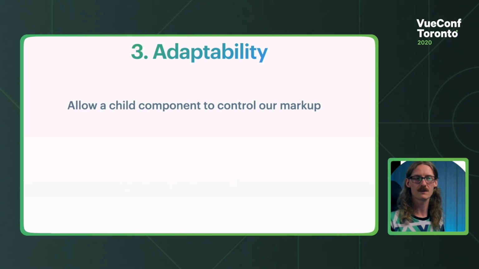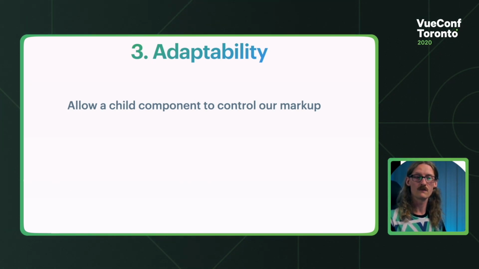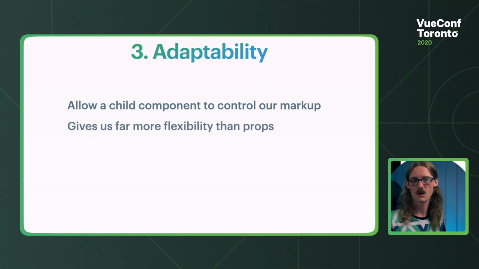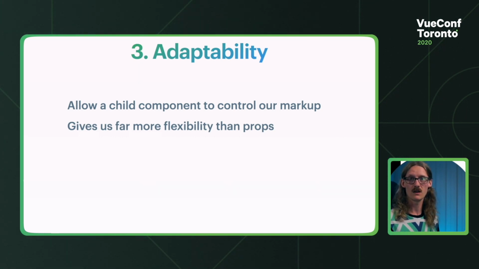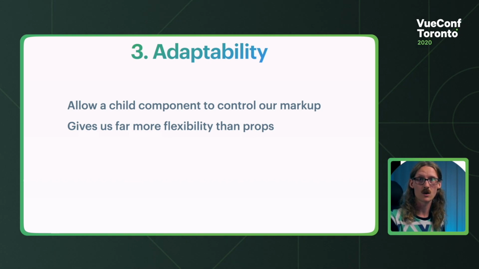This third one is adaptability. And here we're going to go even further and actually allow the child component to control how the markup from the parent component is used. So this gives us a lot more flexibility than props. With props, we're limited to strings, numbers, booleans, objects, arrays.